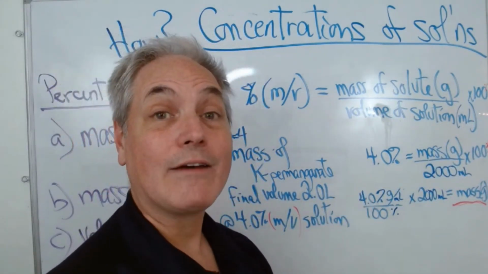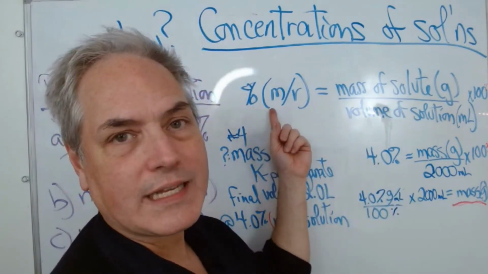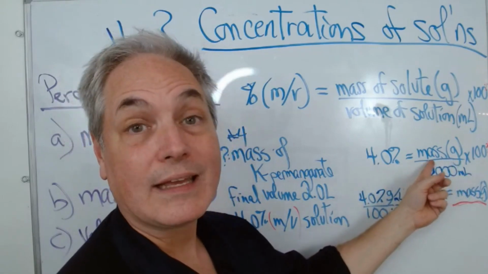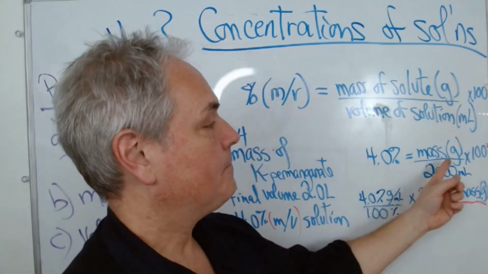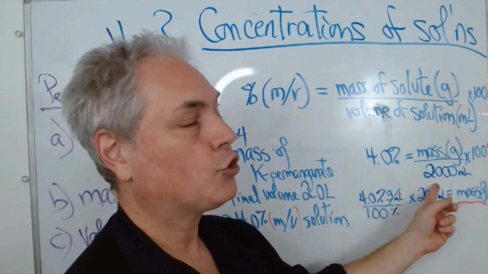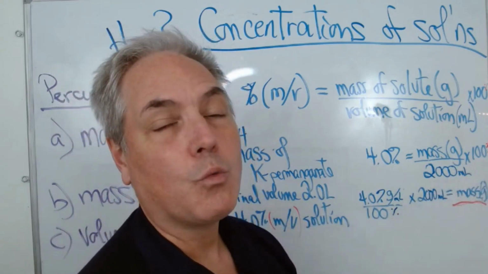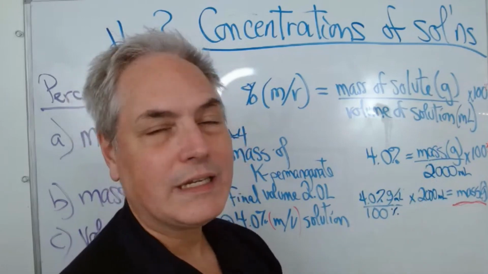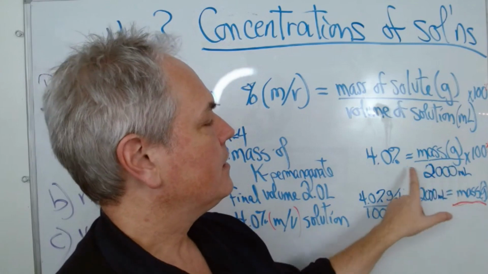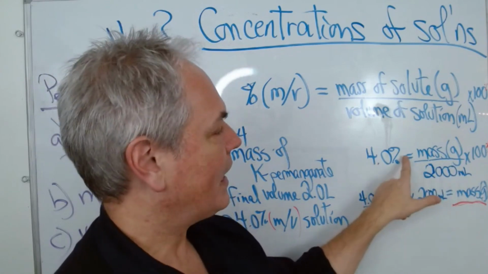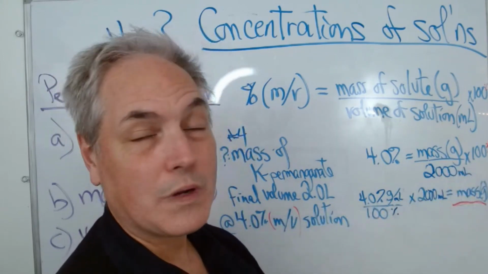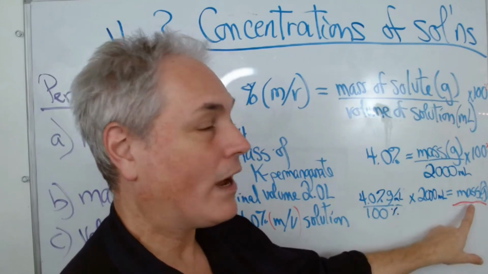So let's see. We just have to plug in the numbers. We have here the percent concentration, which is 4%, equals the mass in grams of the potassium permanganate. We don't know that information yet. Over the volume of the solution, we have 2 liters, therefore we have 2000 milliliters, times 100%. Now what we have to do, we need to isolate the mass of potassium permanganate that we're looking for. Because I am divided by 2000, I will multiply on the other side of the equal sign. And here we have multiplying by 100, so we will divide by 100 on the other side to isolate the mass.